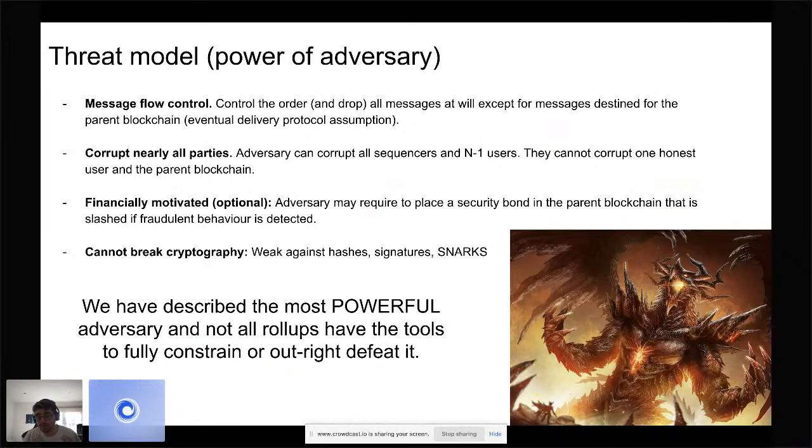And as you'll find out throughout this talk, or as you investigate these layer 2 protocols, not all layer 2 protocols are the same, and not all layer 2 protocols can constrain or outright defeat this adversary. And they will make stronger trust assumptions because they can't defeat it. And that's fine, because we're getting close to layer 1, but we can't be layer 1. We still have to fight this adversary in order to do that.